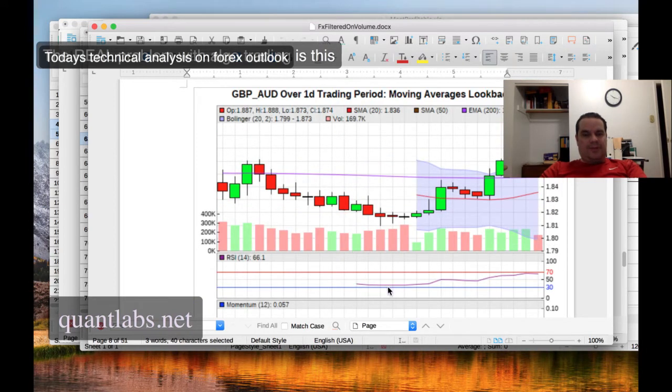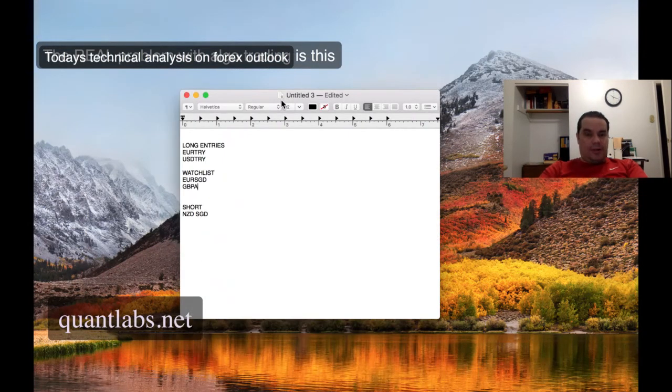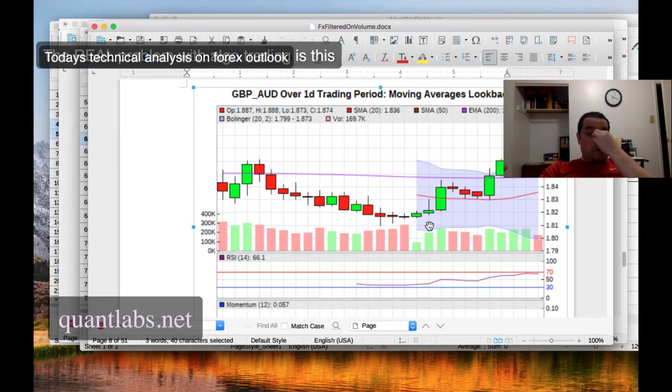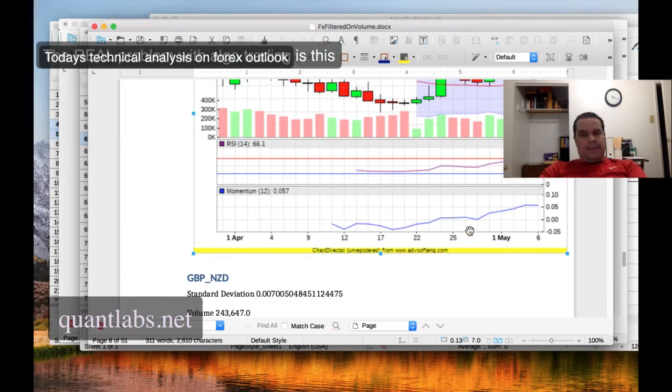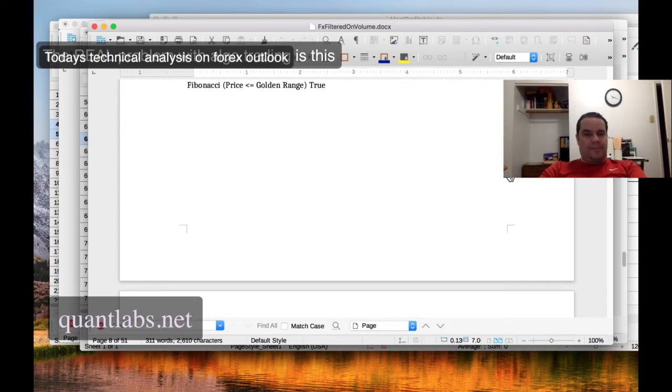So I'm going to put this pair, GBP against Australian dollar, on the watch list. All right, so that's kind of compelling. It just depends upon what happens later today if that upward momentum still continues.